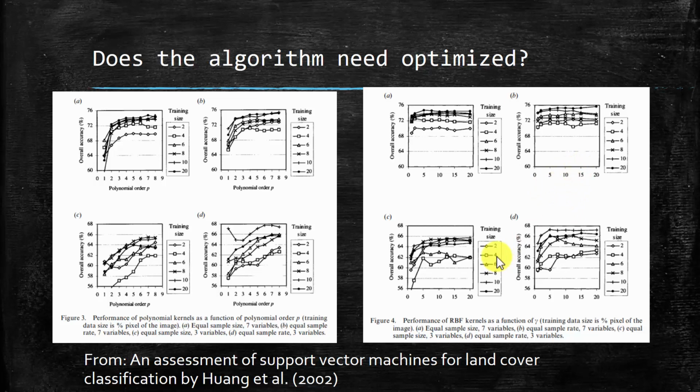Even in my own work, I've noted improvements, and others I've noted marginal improvements, and others I've seen little to no improvement. So in short, I would suggest that if you're really trying to get the best accuracy you can, your only real option is to try to optimize the algorithm and see if it actually does improve anything.